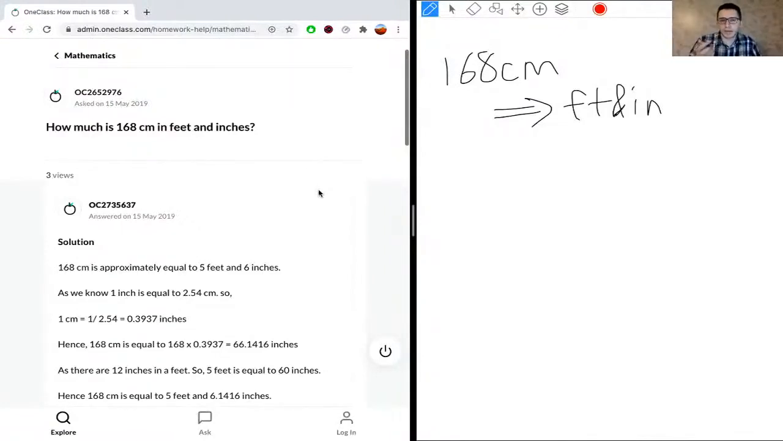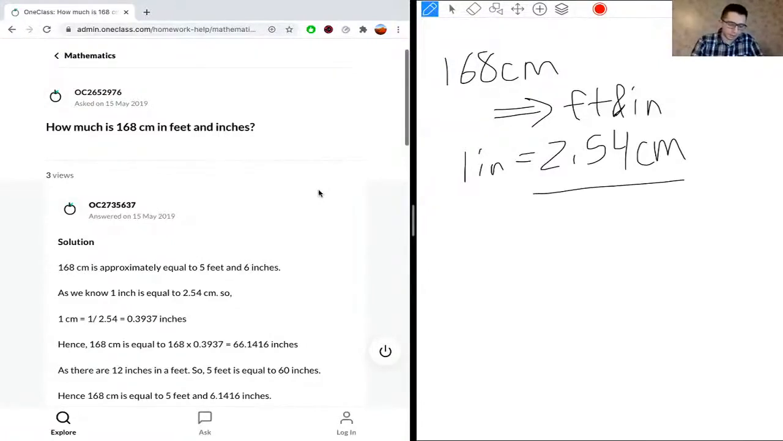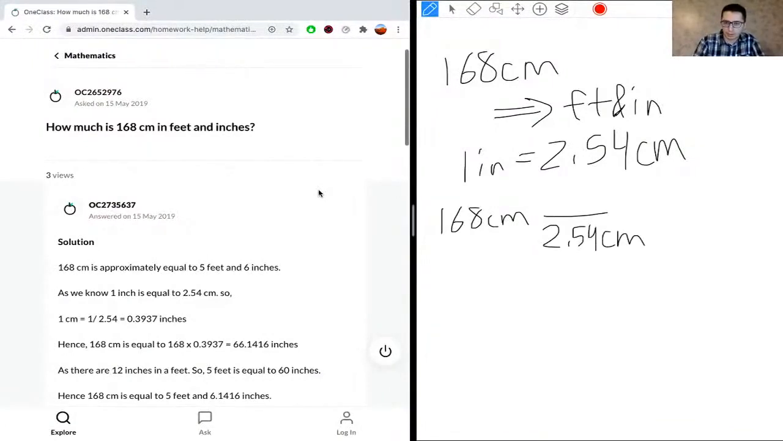A common conversion factor known for the conversion of centimeters to inches is that for every 1 inch, that is equivalent to 2.54 centimeters. This is a very common conversion rate used for converting between the metric system and the imperial system. So here we could say that 168 centimeters, we multiply it by the conversion rate, and this would be 2.54 centimeters on the bottom, because we want the centimeters to cancel out and we want to end up with inches, and then 1 inch on top.